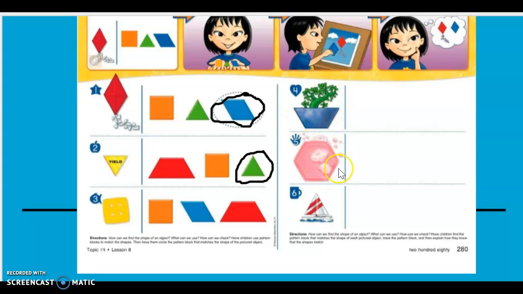Okay, for number 5, the same thing. What shape are we looking at? And how do you know? And number 6, what shape is this? And how do you know?